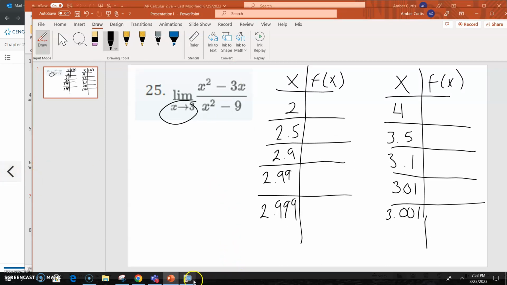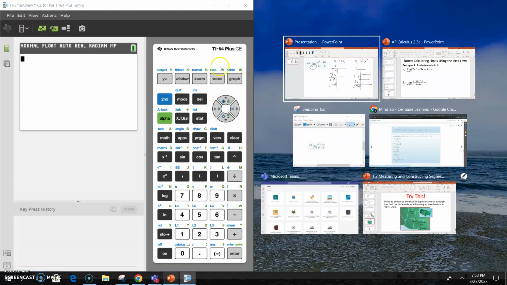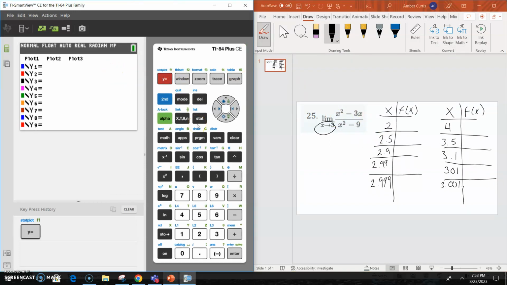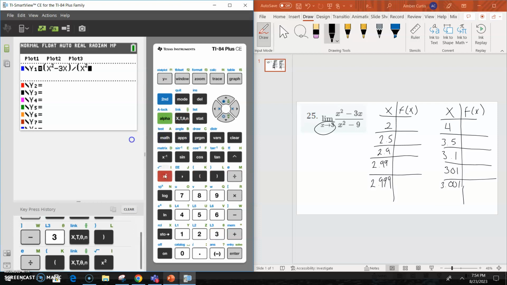So I'm going to pull up my graphing calculator emulator, which is the same as your graphing calculator, and I'm going to type in my function. So I'm going to click y equals, and now I'm going to be really strategic when I type this in. I'm going to group my numerator, so I have parentheses, x squared minus 3x, that's the numerator, divided by, parentheses, x squared minus 9. And that's the function we're looking at.